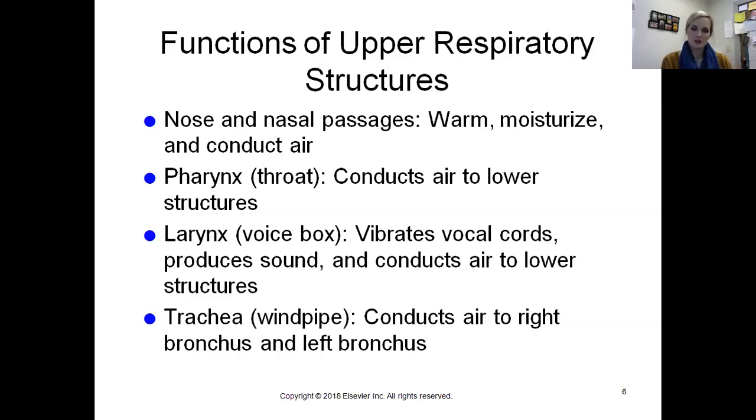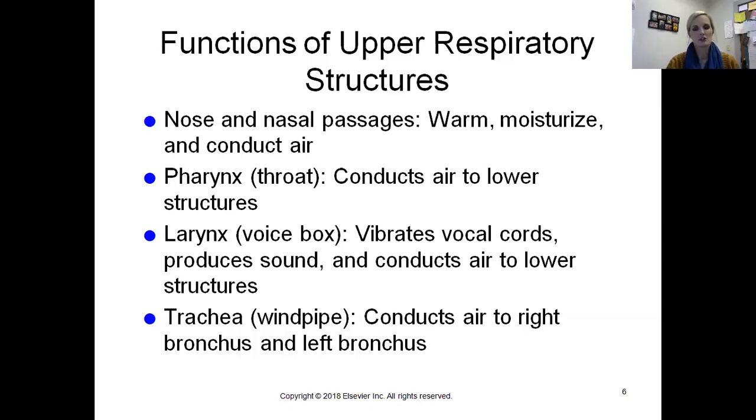Our voice box, or again, our larynx, will help to vibrate our vocal cords, which helps to produce sound and conduct air into those lower structures. So we'll pass through and get to the trachea. And the trachea, again, we commonly refer to as our windpipe.